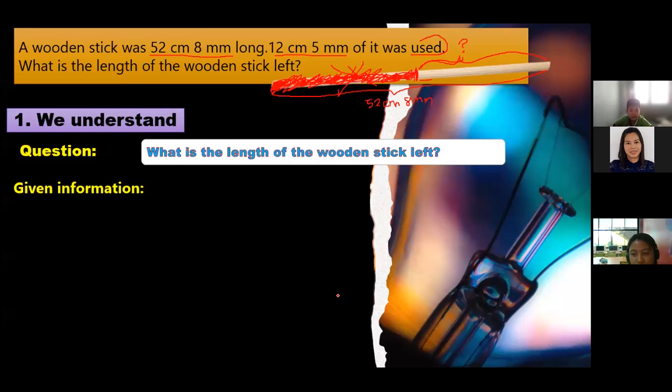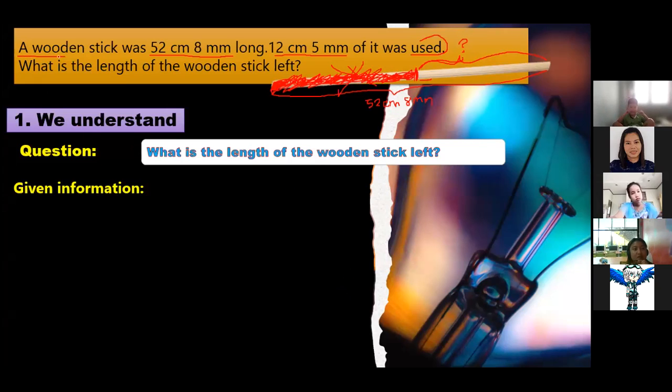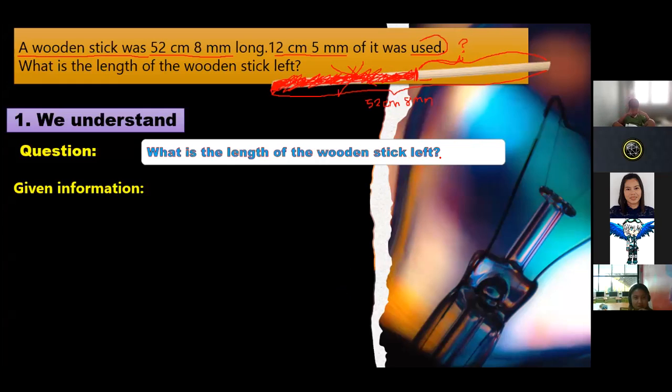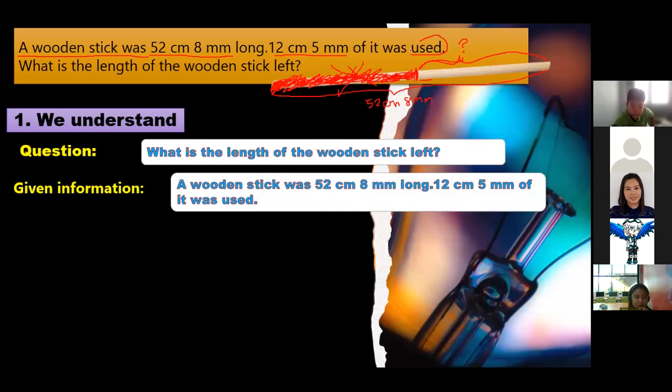So what is our given information? Given information is: a wooden stick was 52 centimeter, 8 millimeter long, and 12 centimeter, 5 millimeter of it was used. Okay, very good. So that is our given information.